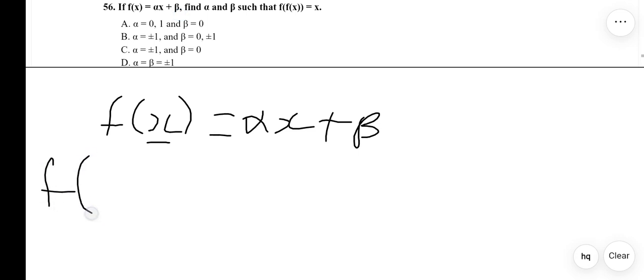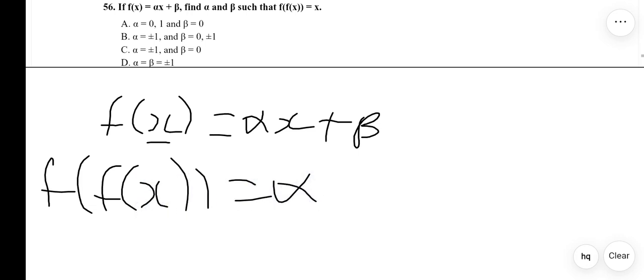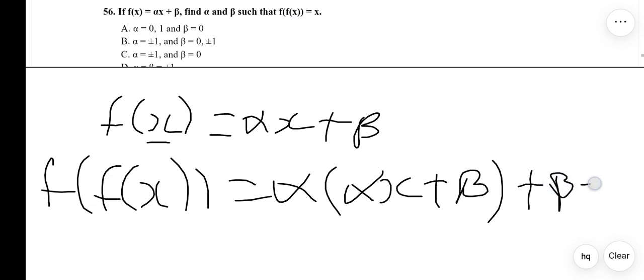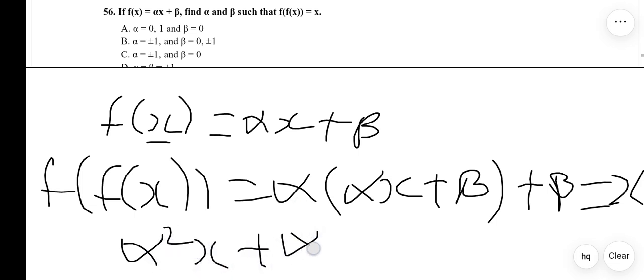So my f of x will be this alpha, but anywhere I see my x, I will replace it with alpha x plus beta, plus this beta again. I was told that this whole function is equal to x. So this alpha times alpha x will give me alpha squared x. This alpha times beta will give me alpha beta plus beta is equal to x. So I was asked to find the value of alpha plus beta.